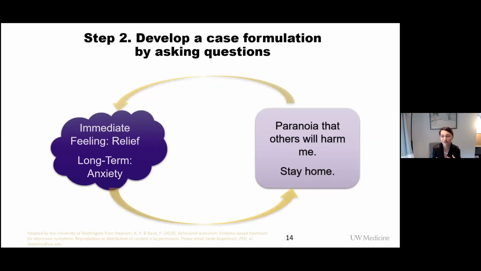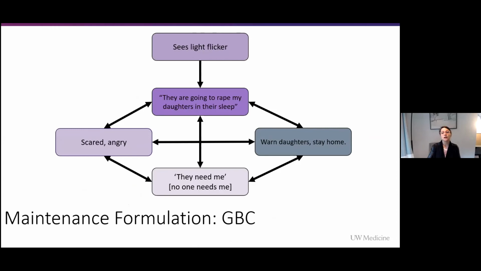Let's look at that for paranoia. I have paranoia that other people... in the long term, I feel more anxious, so I stay home, and that brings relief. So it's a really reinforcing cycle. It's reinforcing something that we don't want to be reinforced. So let's look at this as a maintenance formulation now.